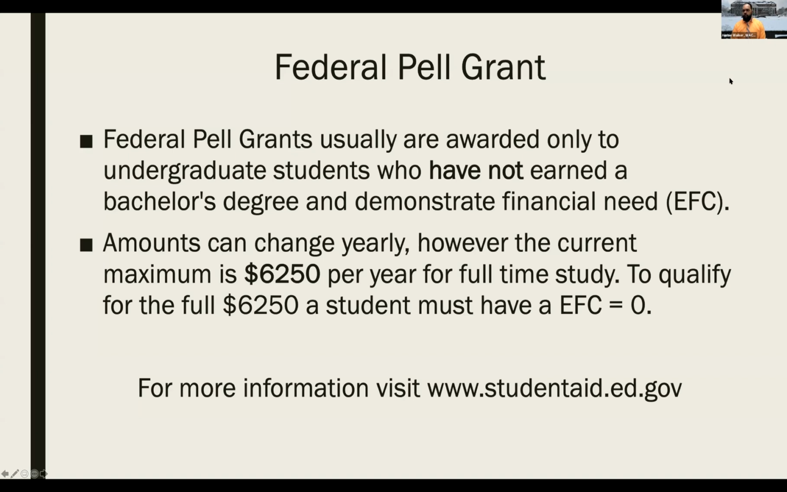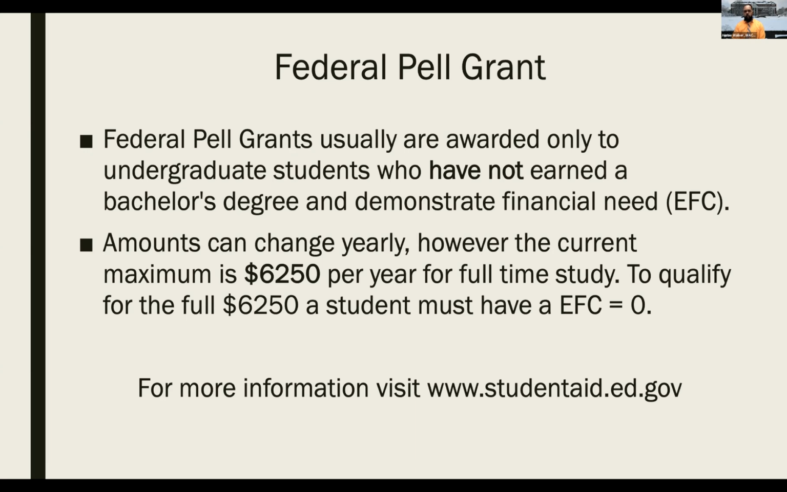Now, I want to talk a little bit about the different kinds of aid you can expect. The first and most popular, I would think, is the federal Pell Grant. It's usually awarded to undergraduate students who have not earned their bachelor's degree, and they demonstrate financial need. The amounts can change yearly, but the current maximum is $6,250 per year for full-time study. To qualify for that full $6,250, a student must have an EFC of 0. That EFC number is going to be automatically calculated when you punch in your tax information onto your FAFSA. So it's not something that you have to come up with.